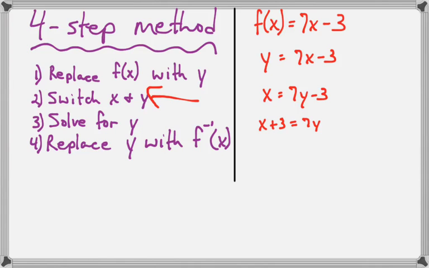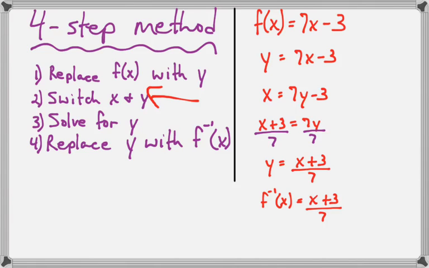And then you've got to solve for y. So the first step would be to eliminate this minus 3. We add 3 to both sides. The next step would be to divide by 7 on both sides. And so now I can see that the 7's cancel, and I'm left with y equals x plus 3 over 7. And I replace the y now with the inverse function notation: f inverse equals x plus 3 over 7.